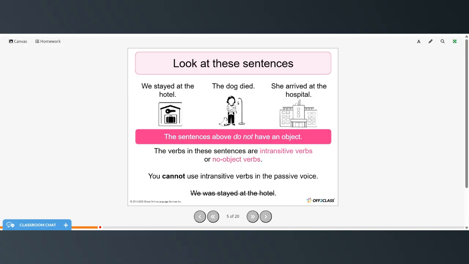So now we'll take a look at these sentences. We stayed at the hotel. The dog died. She arrived at the hospital. These sentences do not have an object, and so the verbs in these sentences are intransitive verbs or no object verbs. You cannot use intransitive verbs in the passive voice. So you could not say, we was stayed at the hotel.